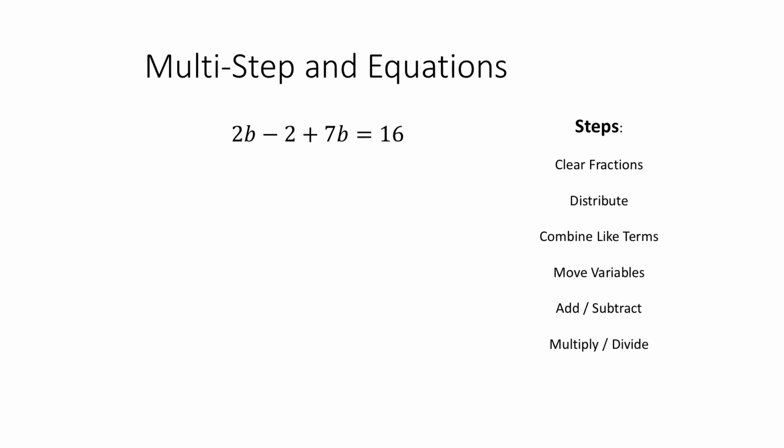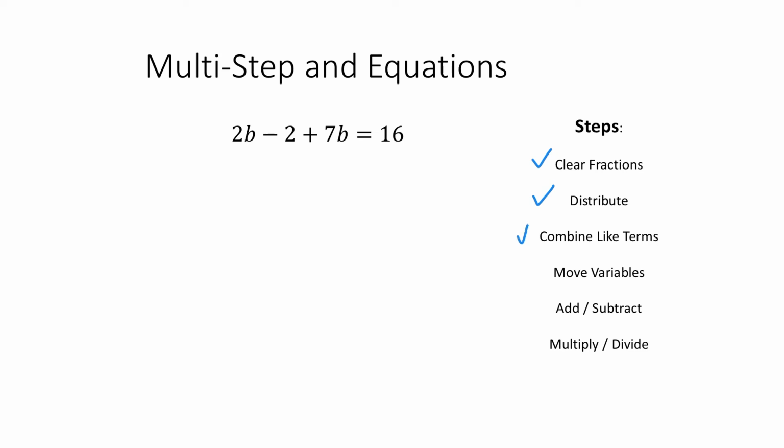So if we look at what we refer to as multi-step equations, what we're going to do is we have a couple of steps that are listed here on the side. The first step that we're always going to try to do is get rid of fractions, and that's something that we'll go over a little bit more in detail. Next, we're going to look for distribution. So if you look at this problem, there's no parentheses, so we don't have to distribute. So in this particular case, we don't have to worry about that.